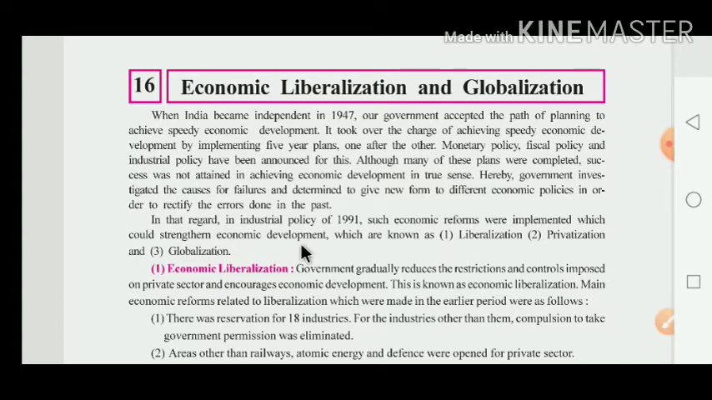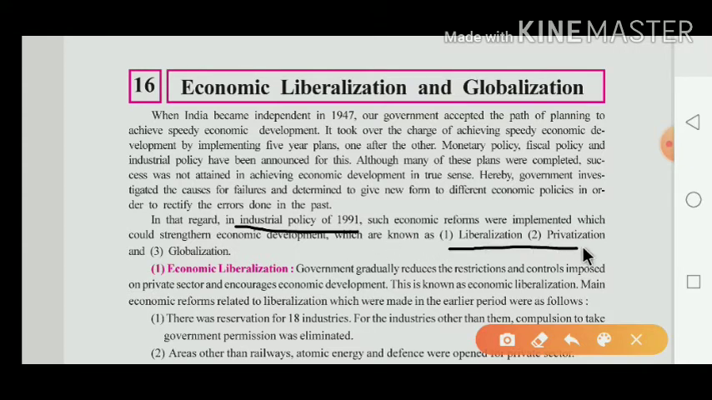economic development. That's why in the industrial policy of 1991, the government started strengthening economic development, and this policy is about LPG: liberalization, privatization, and globalization. This is the most important. In which year was this industrial policy implemented by the government? In 1991. And which three main points are there? One is liberalization, second is privatization, and third is globalization.